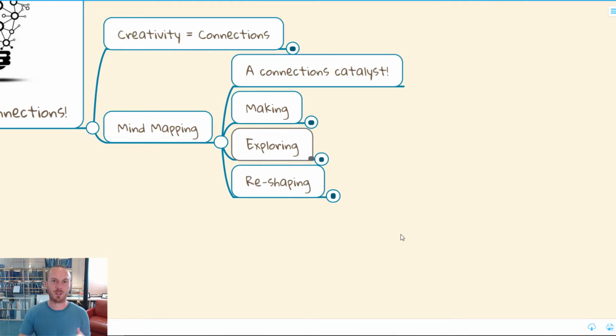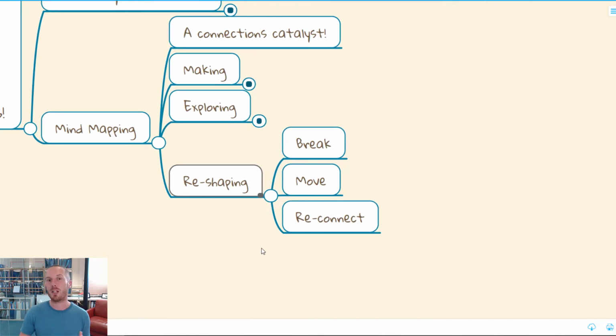So the map canvas and tools like MindMeister give us an infinite sort of playground for our ideas. And then also they're going to help us to really reshape and play around with the connections we've made. And that's where we want to start being able to play and maybe break some of the first thoughts we had, move them around a bit and see what else might happen if we combine things that maybe didn't belong together.